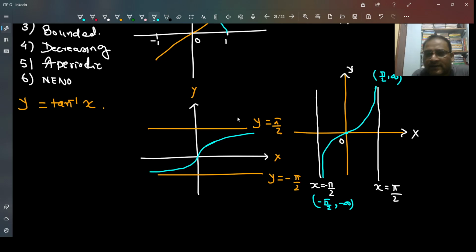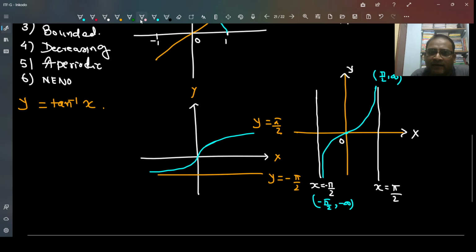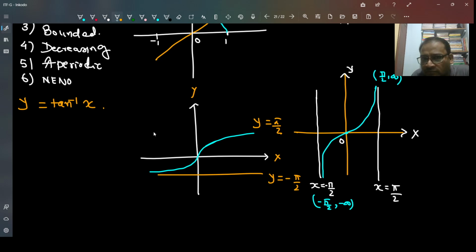You can say that it looks like a snake. It will not touch the line y is equal to pi by 2, but it goes to infinity, and the distance approaches 0. So this curve I call a snake. Now you just see the snake and write all the points.